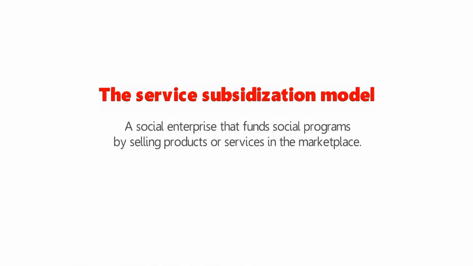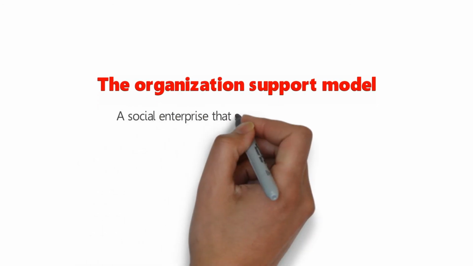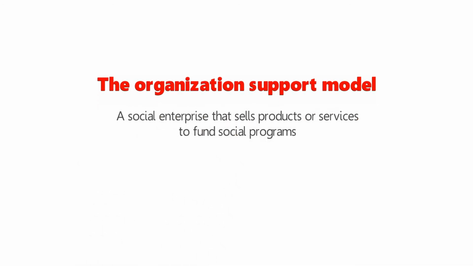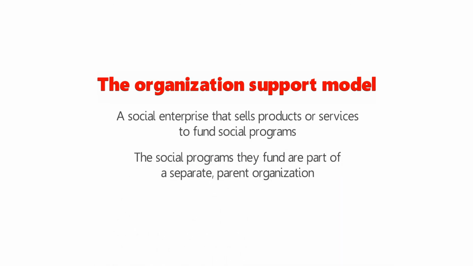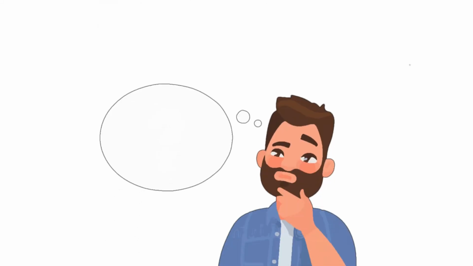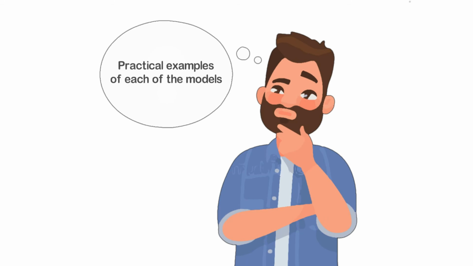The service subsidization model. This is the type of social enterprise that funds social programs by selling products or services in the marketplace. The organization support model. The social enterprise that sells products or services to fund social programs. However, the social programs they fund are part of a separate, parent organization. Pause and think. Think about some practical examples of each of the models of social enterprises mentioned above.